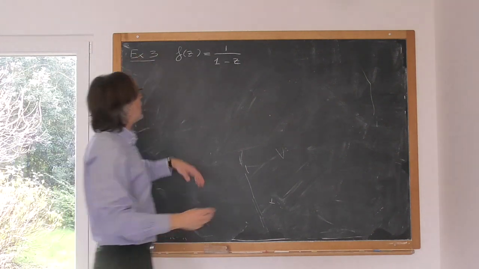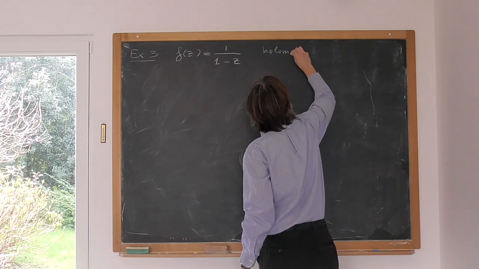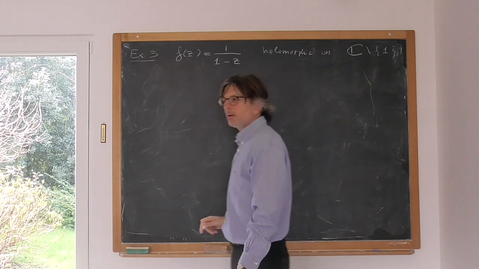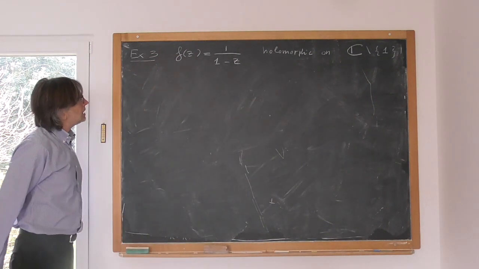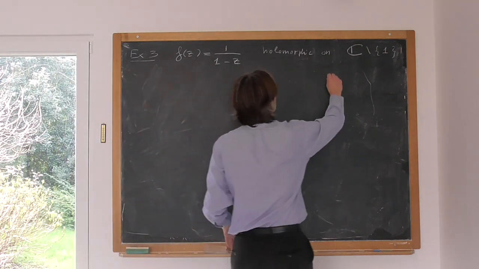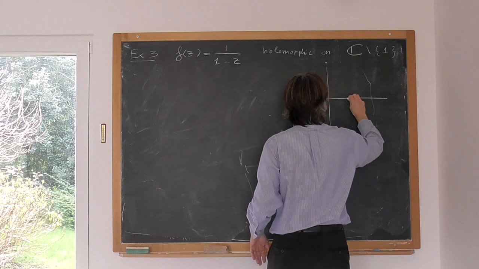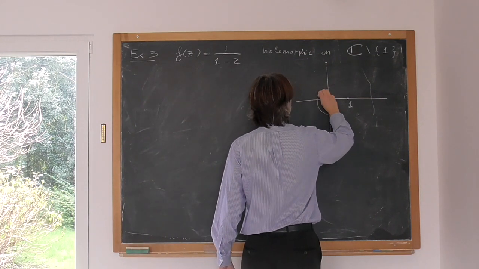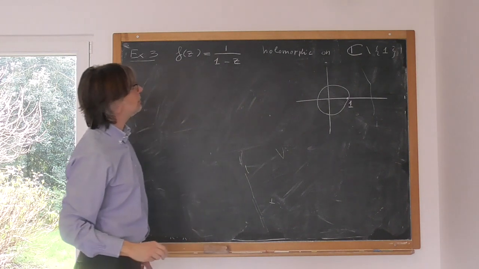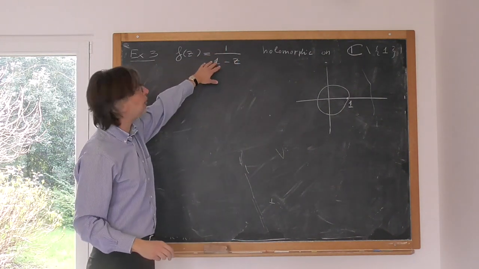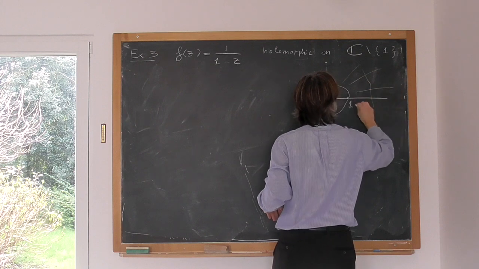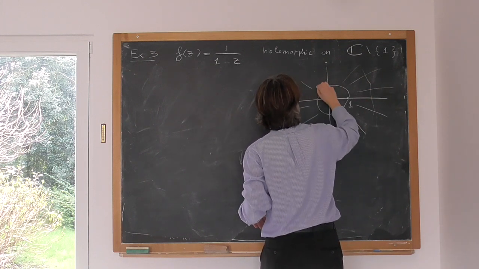So this is a holomorphic function. This is holomorphic on c minus 1. It has a singularity in the point 1 because of this 1 minus z in the denominator. And then we know, so here is the singularity in 1. Now, if we take a disk of radius 1, centered at 0, on this disk, of course, this is the sum of the geometric series. Now, what about instead the complement of this disk? Or rather, the complement of the closure of this disk.